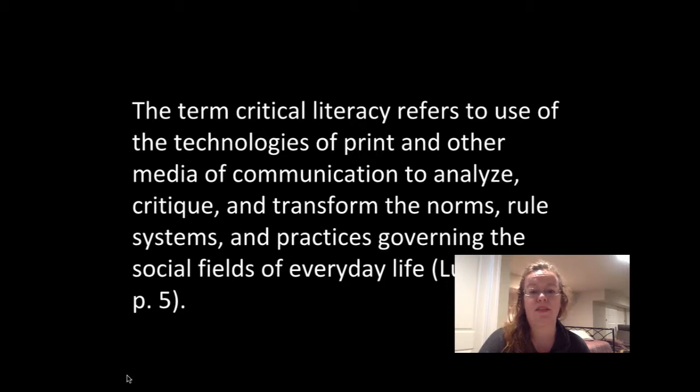When Luke says technologies of print and other forms of media, he's referring to print in many ways: books, magazines, film, commercials, social media. And to engage in analysis of it or critique of it, we question it about who wrote it, for what purpose, who's left out, how does it frame the people or the position or the ideologies within the text. And then it goes one step further to question how the text might be rewritten.